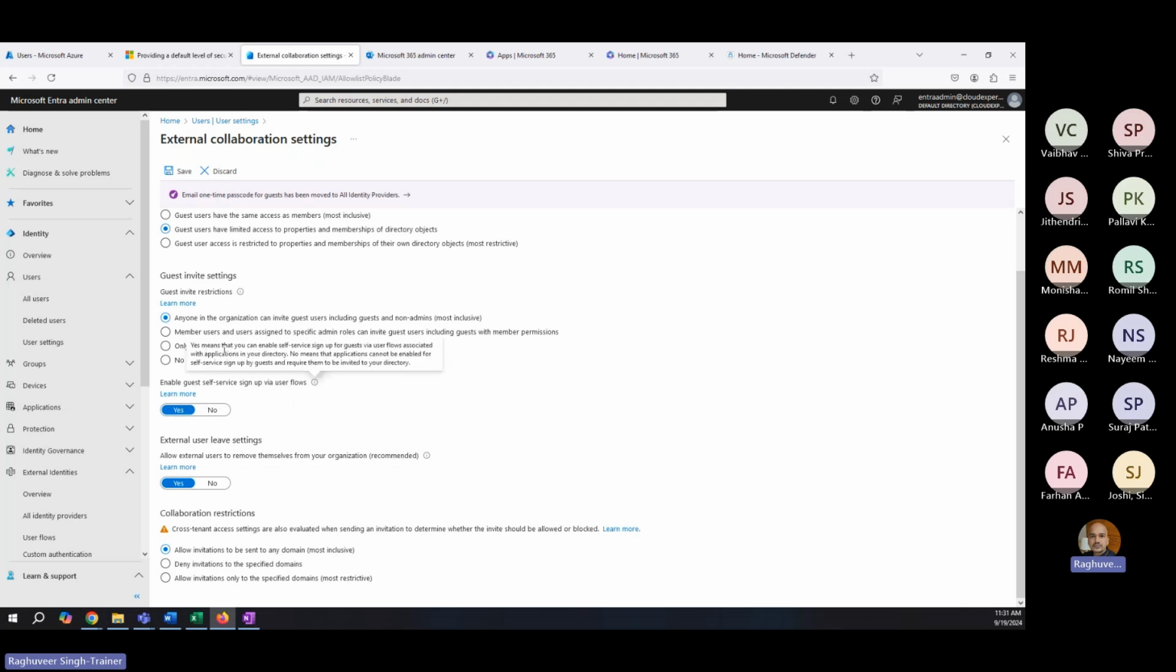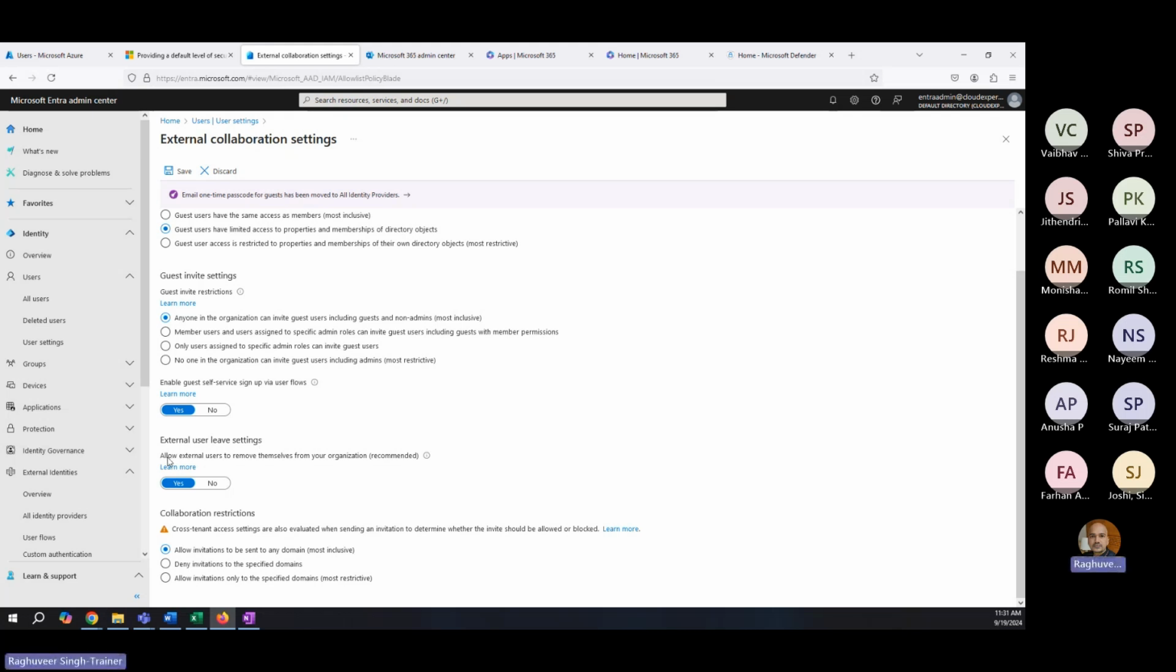Yes means that you enable self-service sign up for a guest via user flows associated with applications in your directory. No means that applications cannot be enabled for self-service sign up. So we are enabling it so that I can also have integration done wherein I can enable auto provisioning of users.